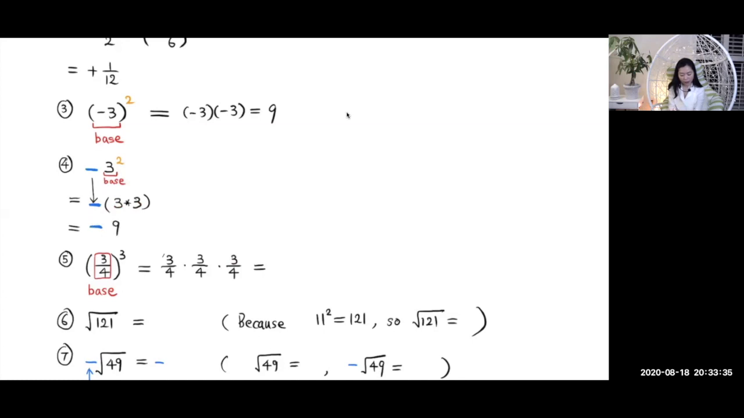Notice the difference between this one and this one. This one has a parenthesis, so the result is positive. This one doesn't have a parenthesis, only repeating this 3 here, so the result here is -9.